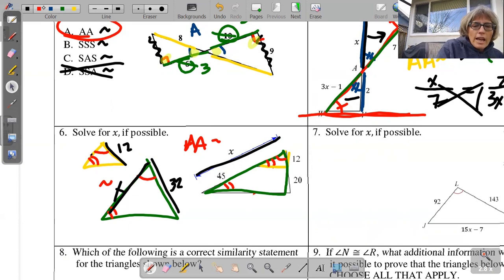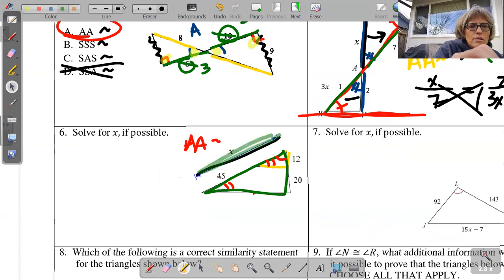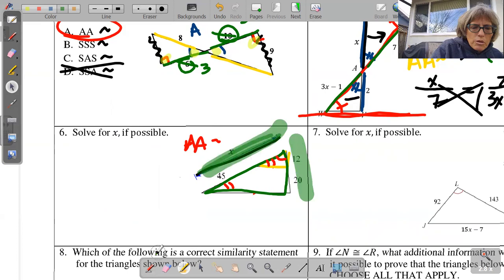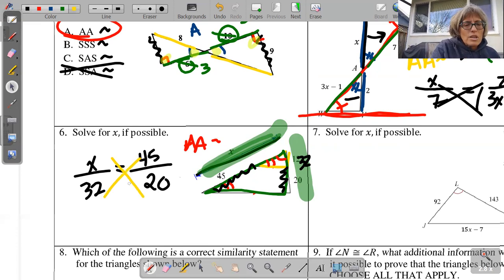So you want to match and mirror. And we know that doesn't work because we don't have anything to match with this side. So you have to ask yourself what else you can do. So we can find a different set of matching. We know x does match with 32. And then we can do this. The 45 matches the 20. What I mean by match, it's in the same position. And you cross multiply.